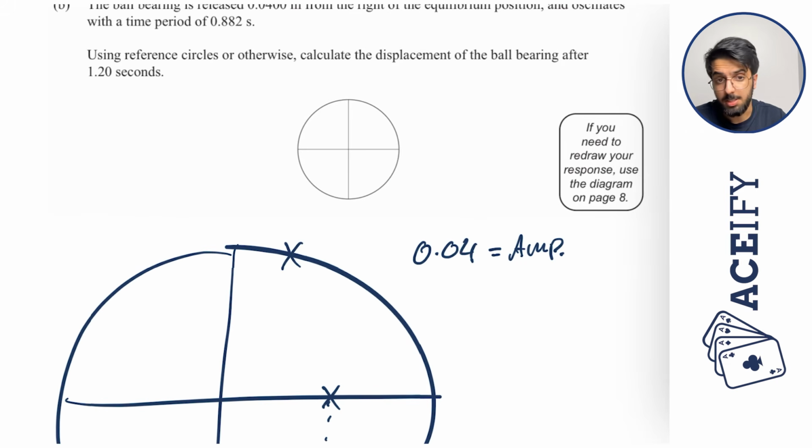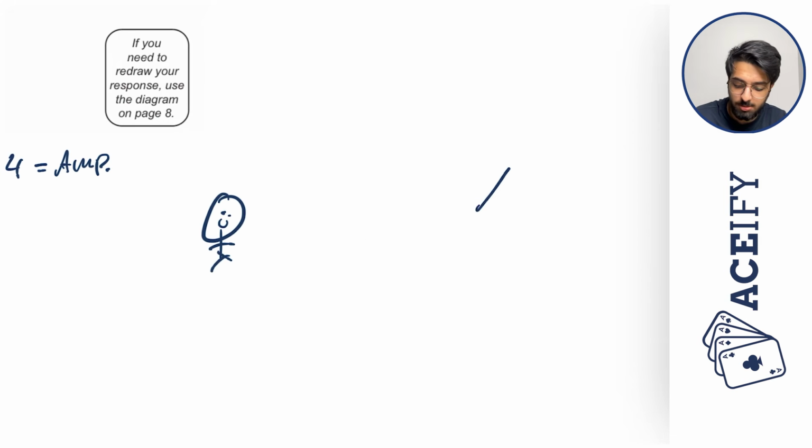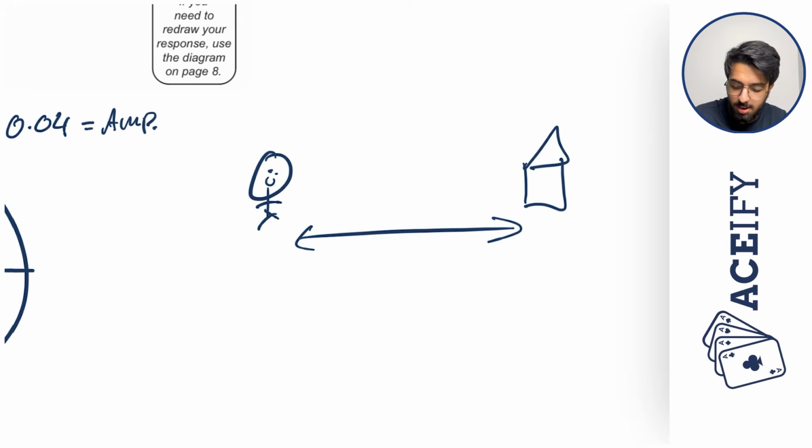Now, it says the displacement. So displacement is not total distance, okay? If we have Timmy over here, and Timmy wants to go to his house, okay, and his house is 5 meters away.